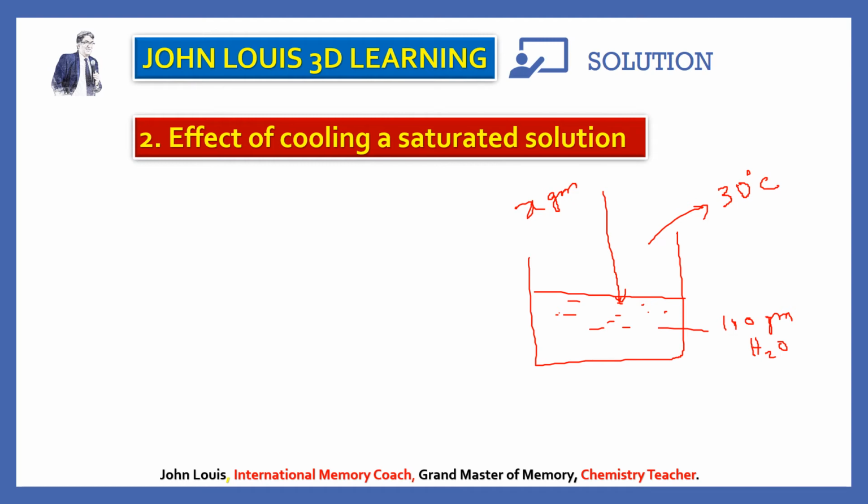If you decrease the temperature from 30 to 25 degrees Celsius or 29 degrees Celsius, what will happen? The dissolved solute will separate out in the form of crystals. That means when you decrease the temperature, the solubility also decreases. That is why some dissolved solute separates out as solid crystals. Is it clear? Therefore, decrease of temperature will decrease the solubility of the salt.